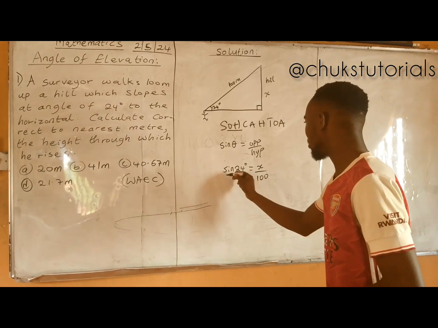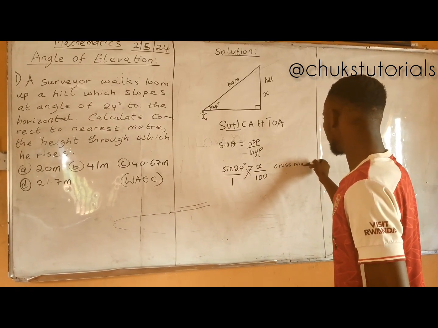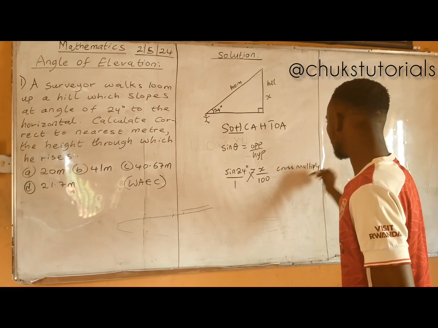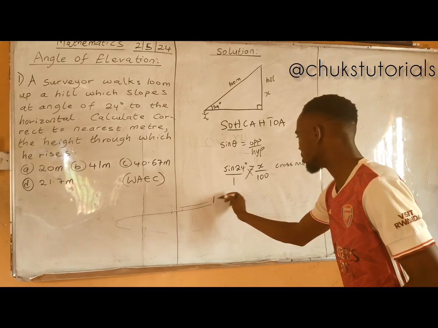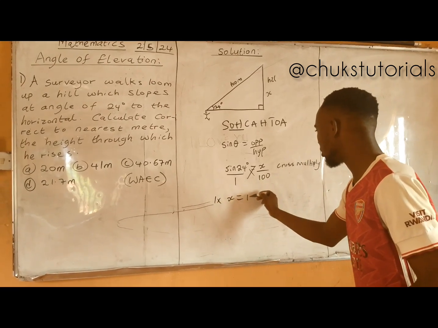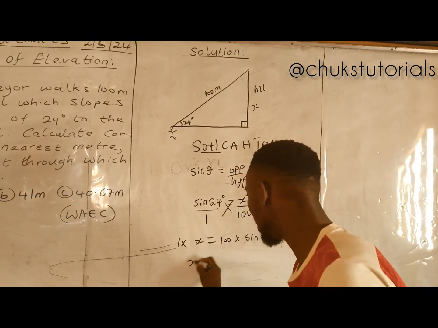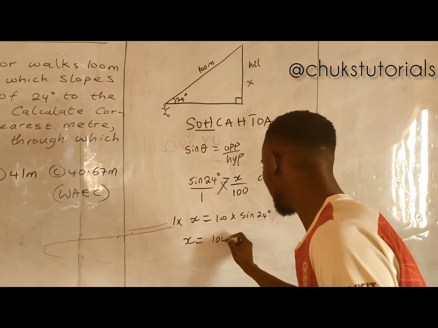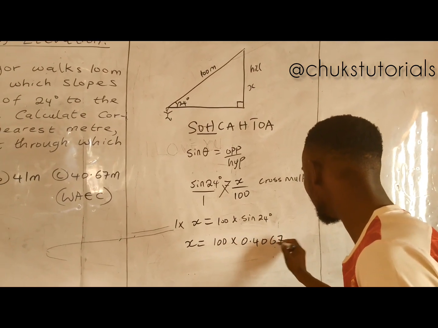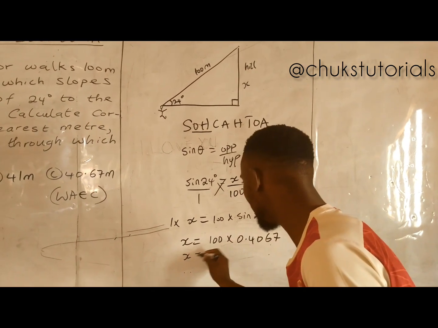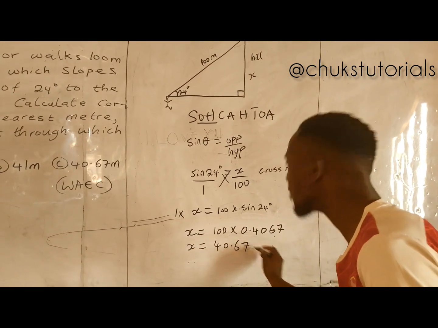Now, we can cross multiply here. So 1 times x will give you x, and then 100 times sine 24. Sine 24 is 0.4067. Then when we multiply 100 times 0.4067, you have 40.67.